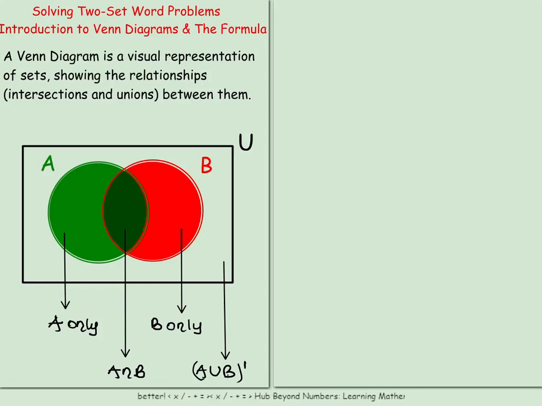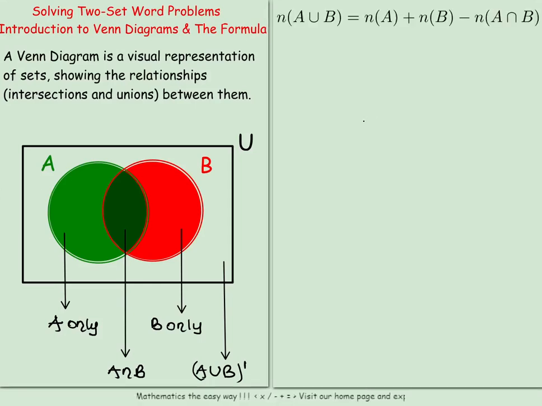With that said, let's look at the two-set formula called the Inclusion-Exclusion Principle that we'll be using to solve two-set word problems. Because if you want to count the union of A and B, there is an intersection, which you see here, that belongs to both A and B. We would want to remove the doubling, because if an element is both in A and B and you count them separately, you'll be getting a double.